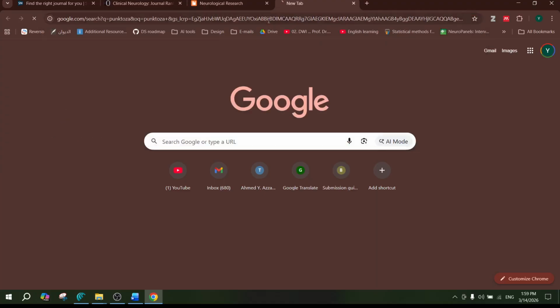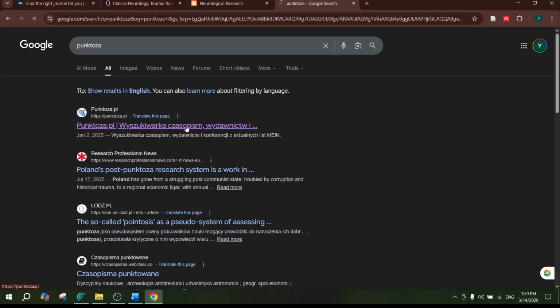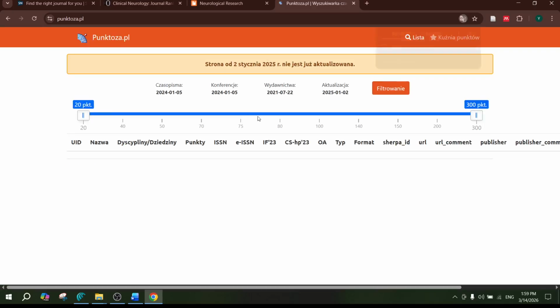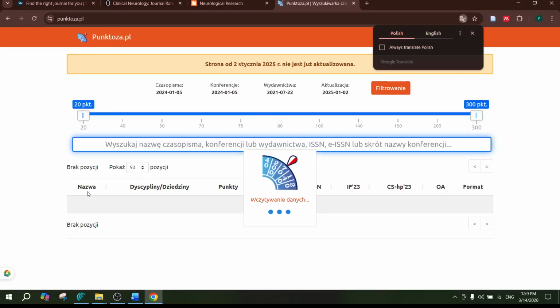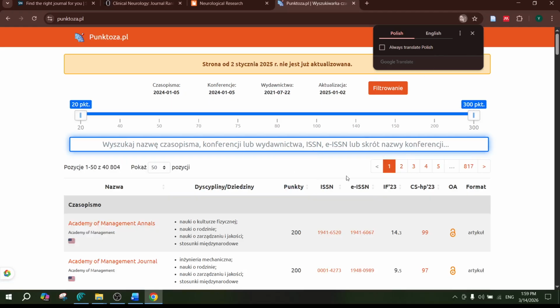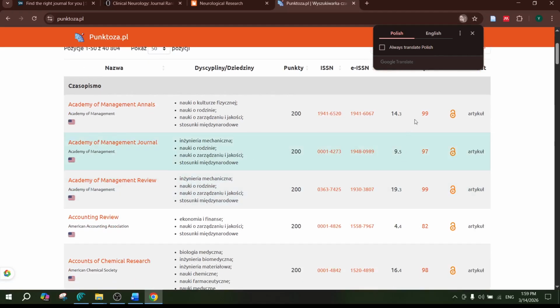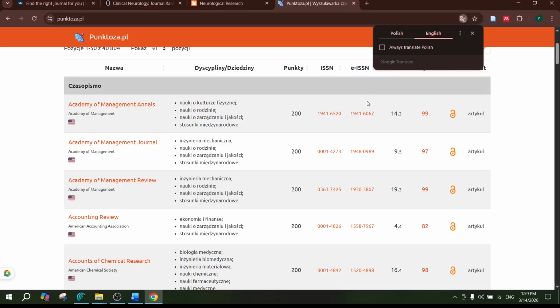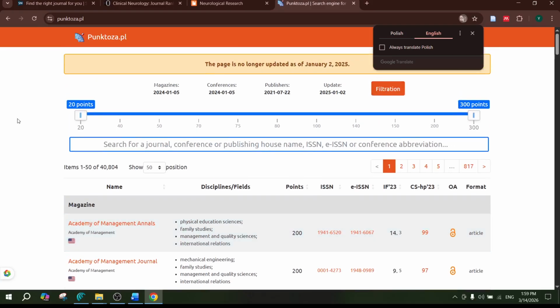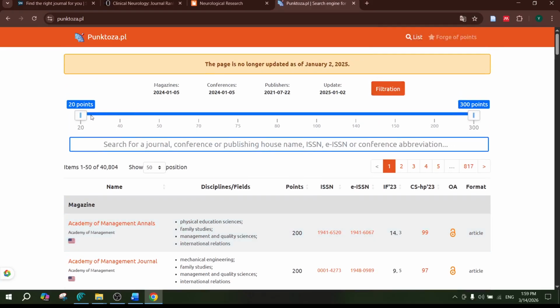There's also another website, but it's related to the Polish higher education system, called Punktoza. I guess this is a Polish word. And as you can see, everything is written in Polish here, and I will use Google Translate to translate it. So, what's interesting here? There's something called Ministry Points, where this scale shows the points in the system there in Poland, and I guess some other European countries use this system too.